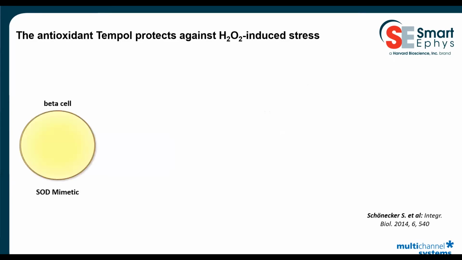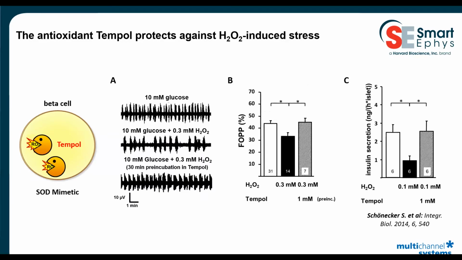And what I did is I incubated the beta cells or the islets in Tempol. And what you can see here in A is, first of all, a control recording with normal activity. Then a recording where H2O2 induced a reduction of electrical activity. And then I did the same experiments again with islets pre-incubated in Tempol. And you see nicely that there was a protective effect.